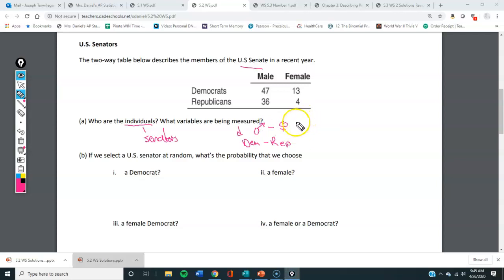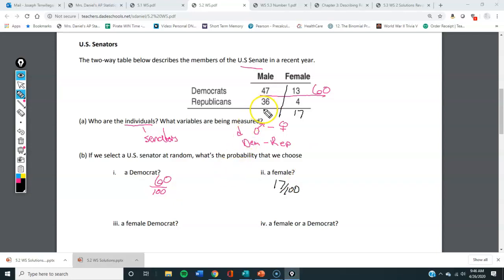Let's do some stuff. What's the probability that we randomly choose a senator who's a Democrat? So in order to do that, we need to know total Democrats. So I add these up and I get 60. Now there's 100 people in the Senate, history lesson, cross-curricular activity. So it's 60 out of 100. Boom. What's the probability of finding a female? Just straight females. So I'm going to add up my females and I get 17. There's 17 total females out of 100.